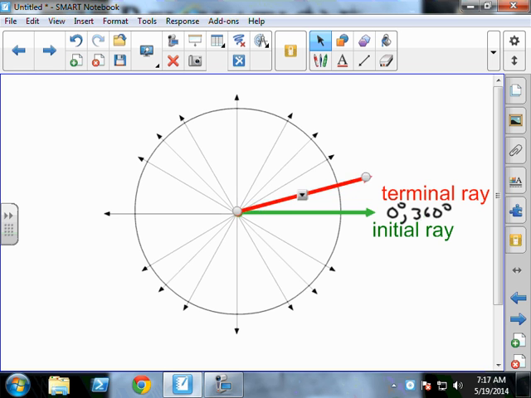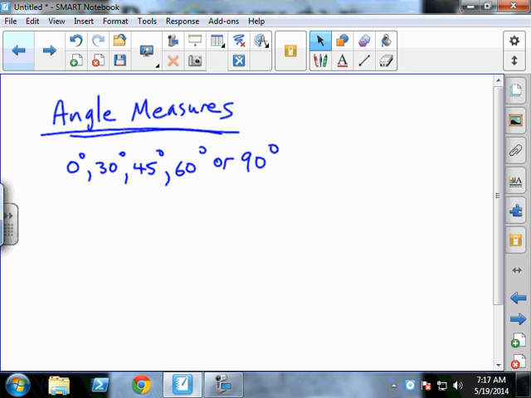So let's go ahead and continue around here then. Remember, I said with the unit circle, everything's going to be a 0 degree angle, or a relative of it, a 30 degree angle, a 45, a 60, or a 90. If you know those, you can figure out the whole rest of it. So what do you mean by that?